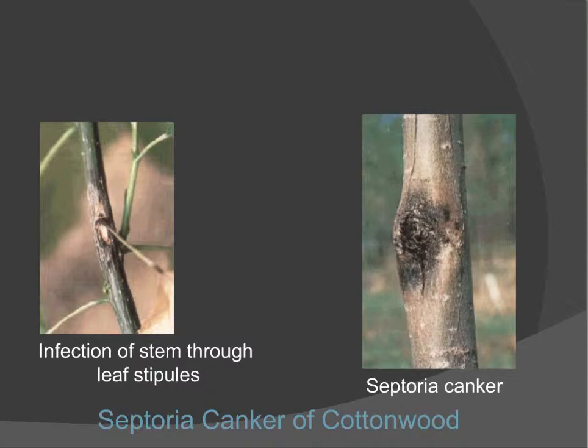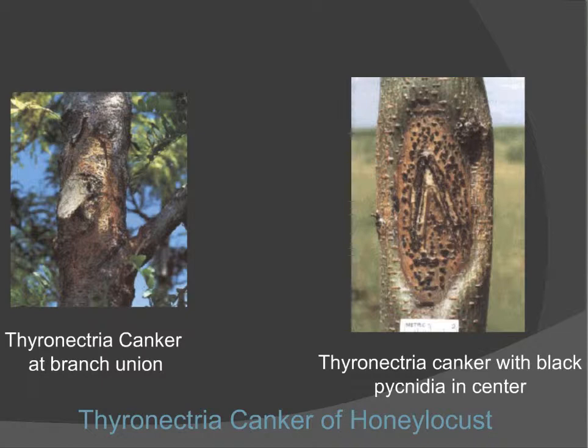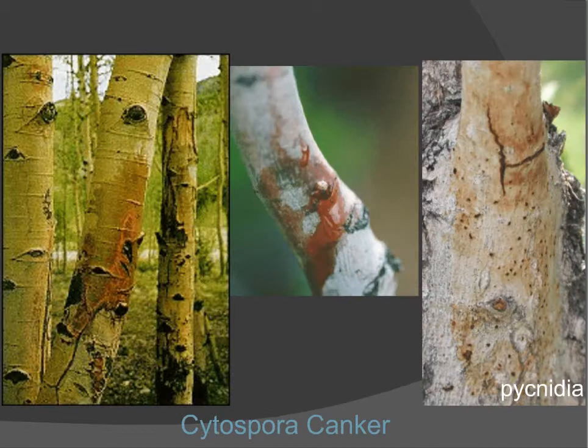Septoria canker of cottonwood, again, dead tissue, sunken tissue, infection through stems or branches. Honey locust. I've seen pretty much most of these cankers over the last 16 years here and there. They're not real prevalent here, but you might run into them every now and then. Phytophthora canker is one that is pretty widespread over several different species of trees, and it's definitely associated with stress. So if you can keep your trees healthy, you probably won't have too much Phytophthora canker.